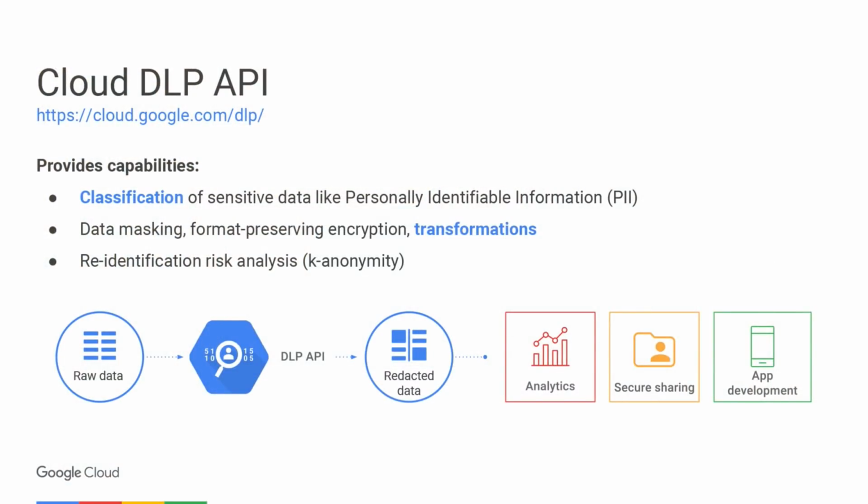The first one is our Cloud DLP API. This one provides 3 core capabilities. The first is to help you classify sensitive data. And this, again, is data like personally identifiable information, or PII. It can also help you mask the data and do some more advanced techniques like format preserving encryption. It can also do some re-identification risk analysis. And these are some more advanced analysis tools like k-anonymity, L-diversity, and a few others that we'll show that can help you look at structured data and really try to understand some additional sensitivities to it.